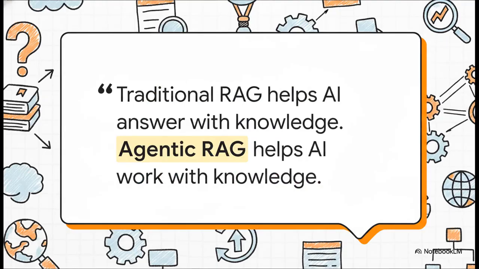Before we go, I want to highlight a quote that serves as the ultimate summary of everything we've talked about today. Traditional RAG helps AI answer with knowledge. Agentic RAG helps AI work with knowledge. I just love that. It perfectly cements the evolutionary upgrade we've been exploring. We are moving away from isolated chatbots that just spit out text and moving toward intelligent systems that are connected directly to your organization's goals, actively doing the heavy lifting for you.